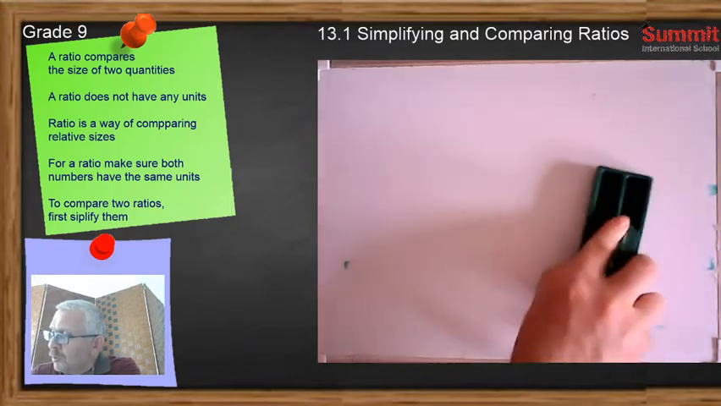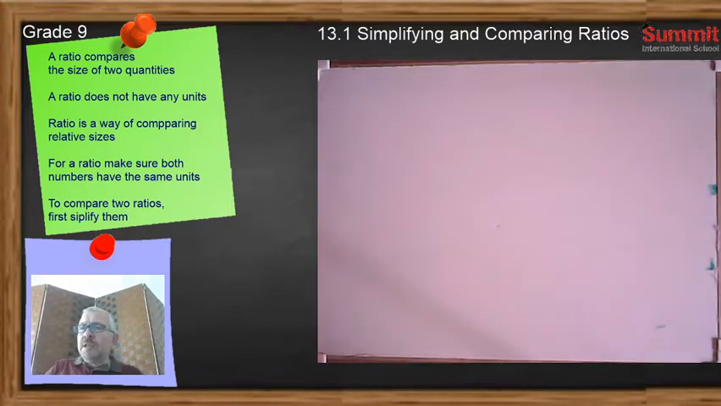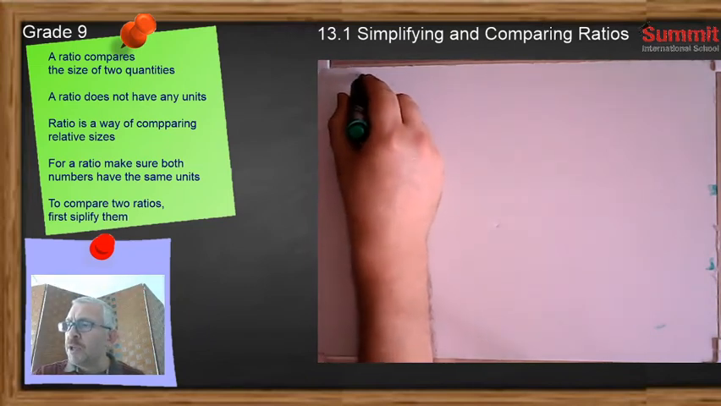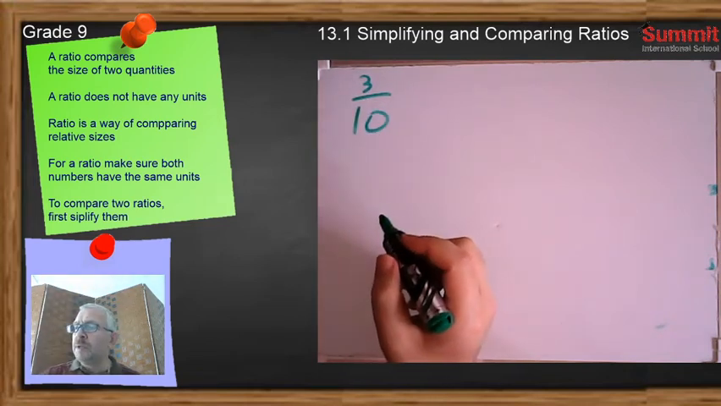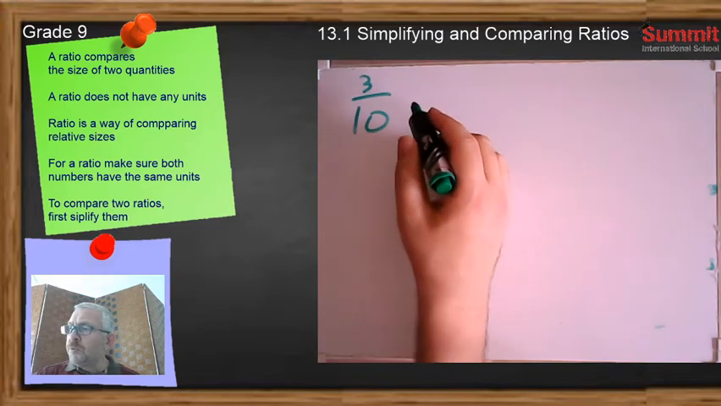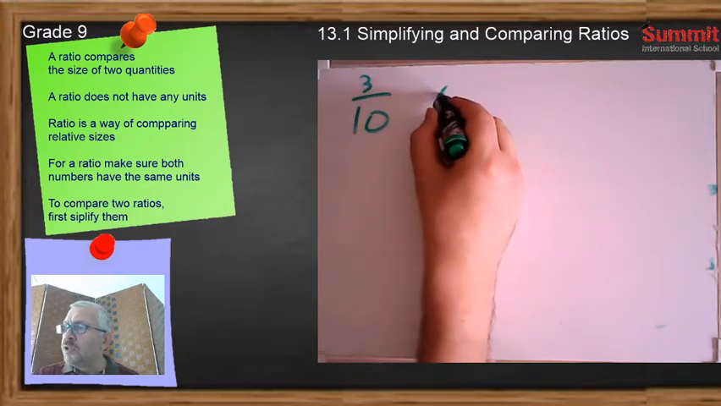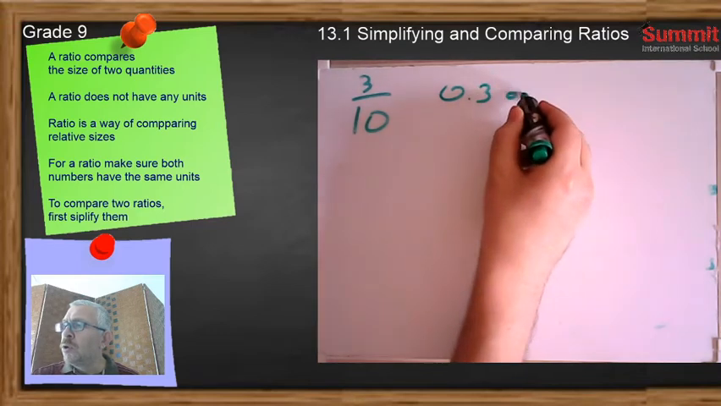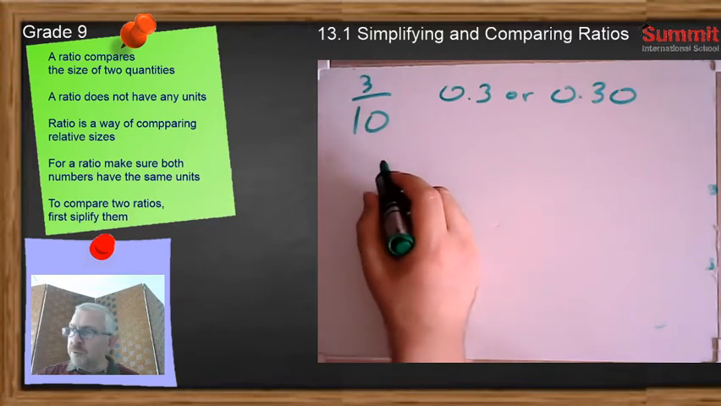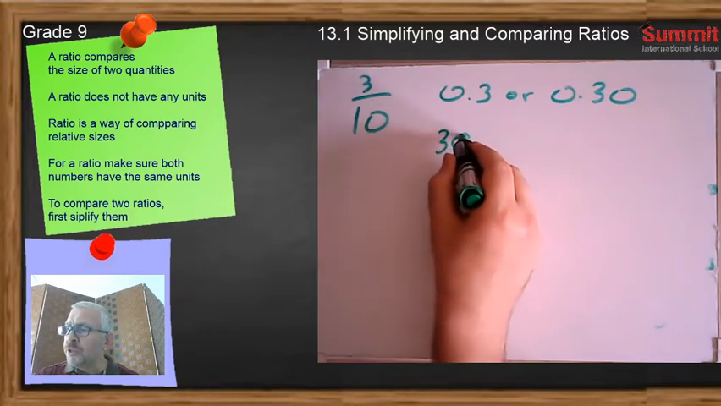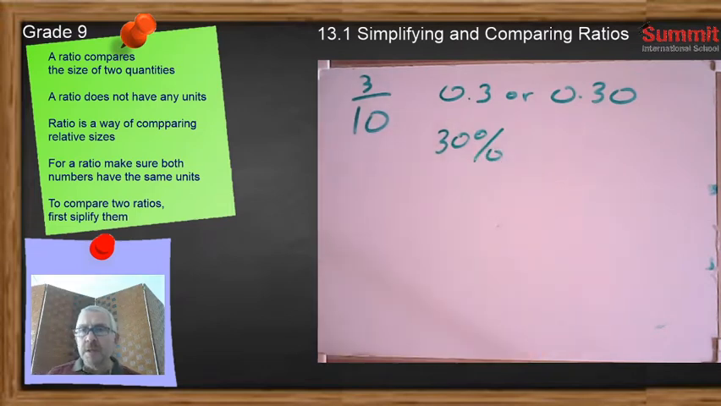Now let's remember what we said. The ratio of the squares to the total shapes was 3 over 10. This 3 over 10 we can write in different forms, like 0.3 or 0.30, or we can write this one as 30%. Now here we can change the ratio in different forms, as we see.